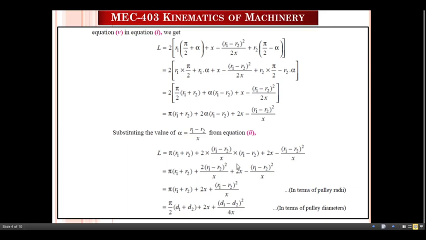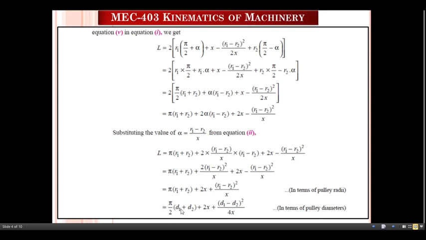Then in the next step, this multiplied by this is nothing but the bracket square. So (r1 minus r2) bracket square divided by x. Other terms will remain as they are. In the next step, this term and this one, 2 minus 1, is nothing but 1. So (r1 minus r2) bracket square divided by x. In this way, this term comes in terms of the radius.